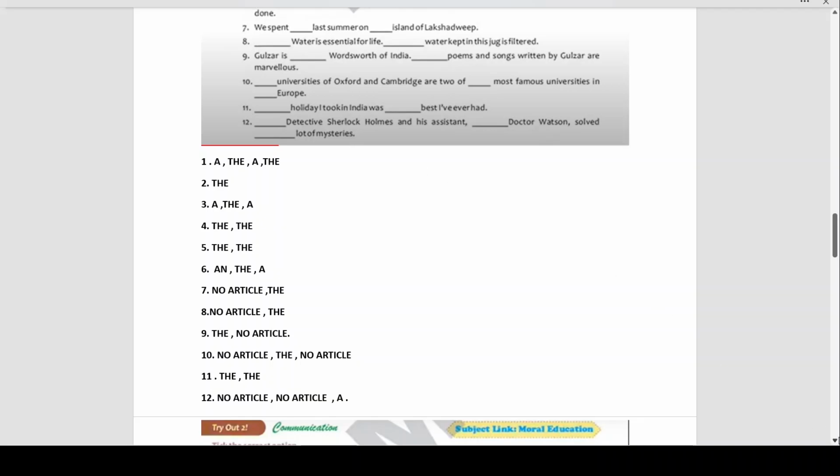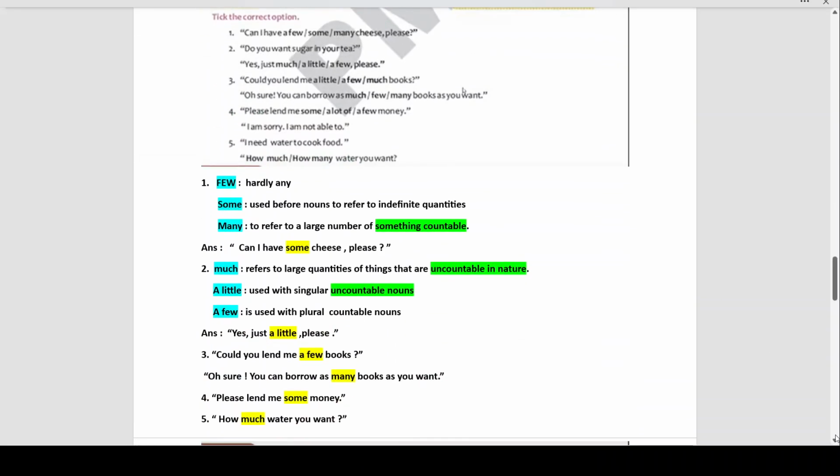Next, we will do Try Out 2. Now, pick the correct option. Can I have a few, some, or many cheese, please? Can I have some cheese, please? Where do we use few? When there is hardly any. Where do we use some? When we use some with nouns to refer to indefinite quantities. Where do we use many? When we refer to a large number of something countable. So the answer is: Can I have some cheese? Because the quantity is indefinite. I'm asking you for some cheese.